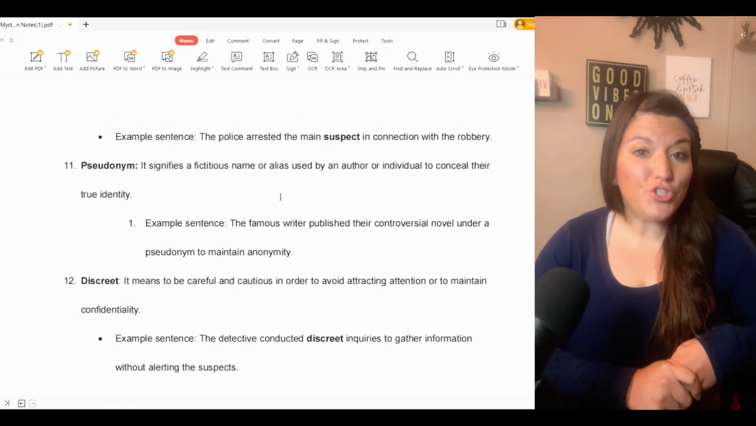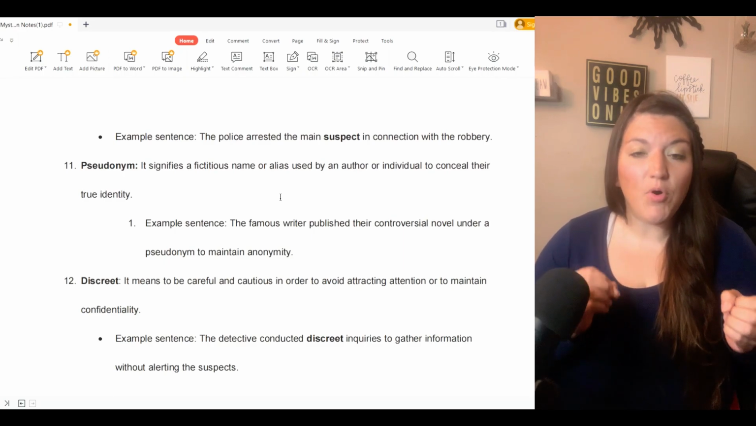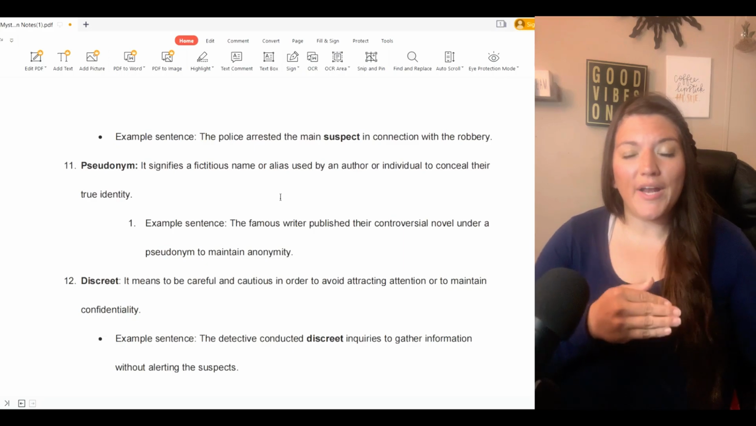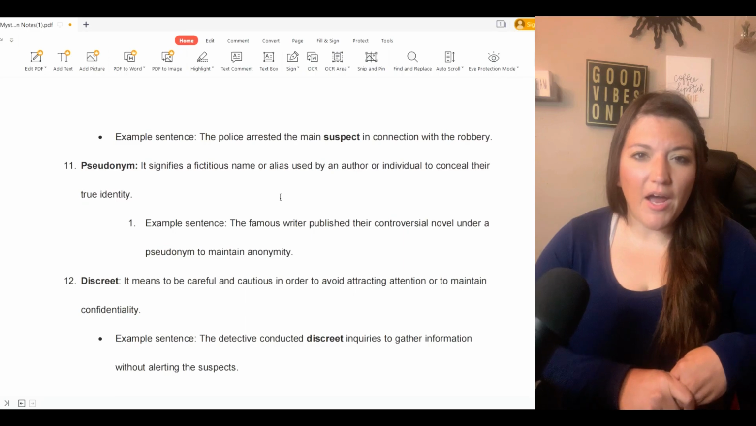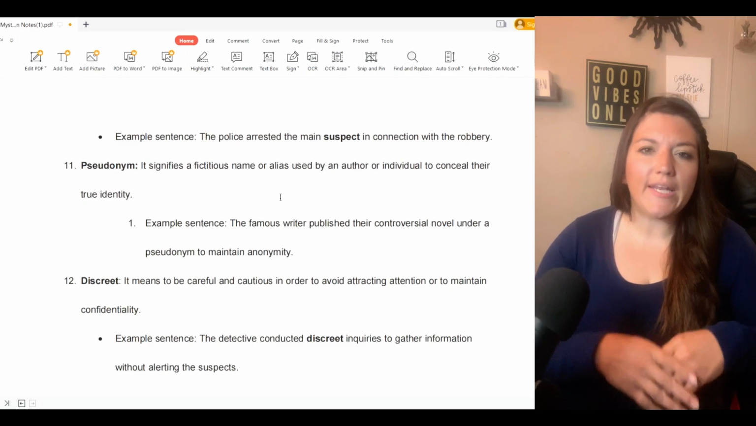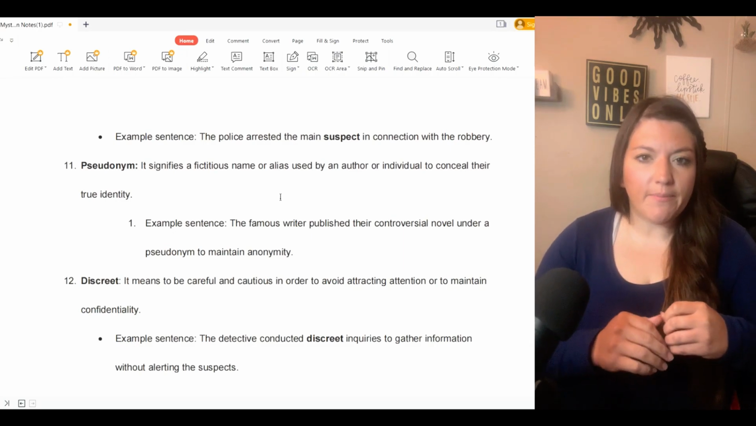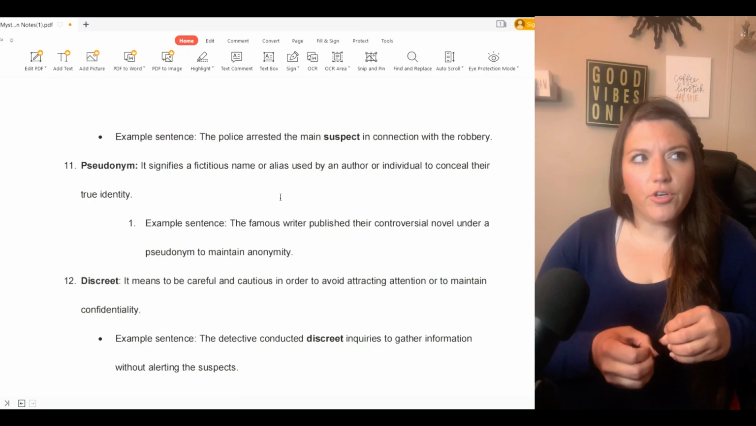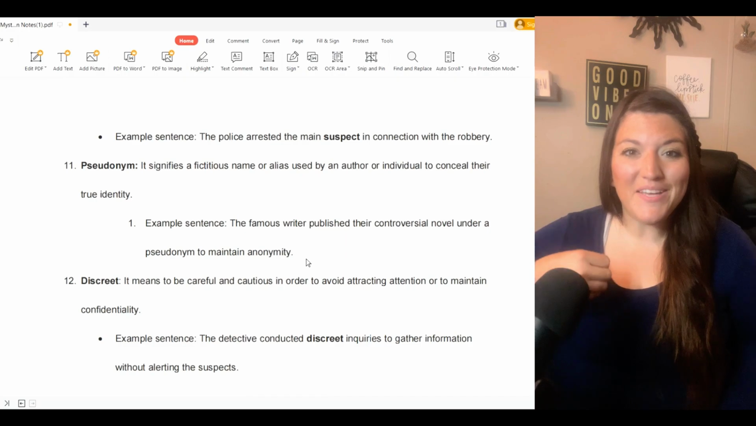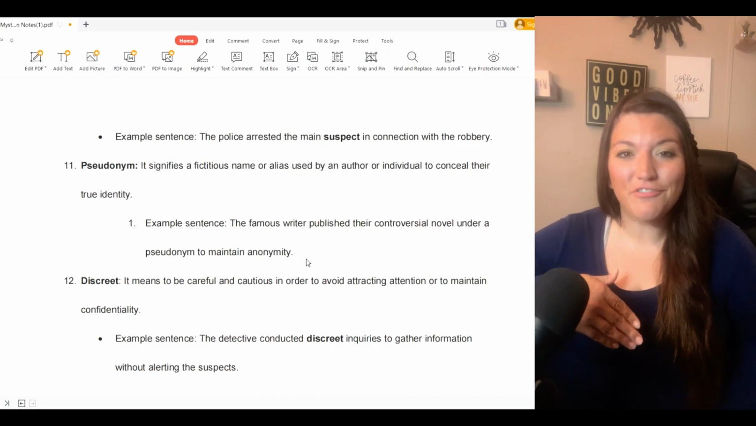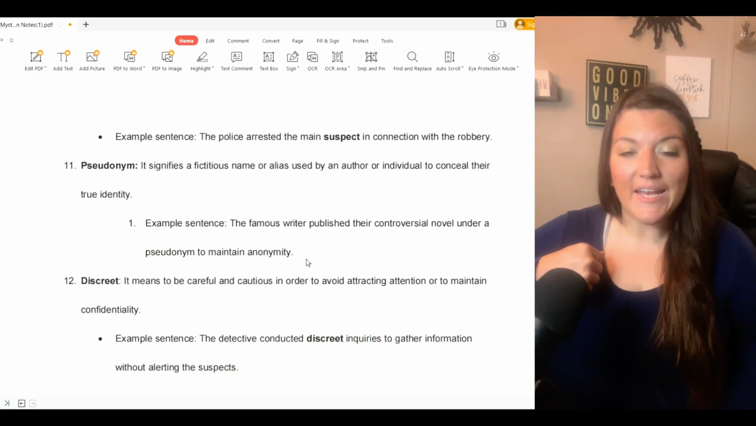Number 11, pseudonym. Pseudonym signifies a fictitious name or alias. You know, earlier when I said the alias or pseudonym, this is what I was talking about. So if you have a pseudonym or an alias, it's just another name for someone or something, usually used by an author or someone that wants to conceal their identity. So for example, the famous author published their controversial novel under a pseudonym to maintain anonymity.